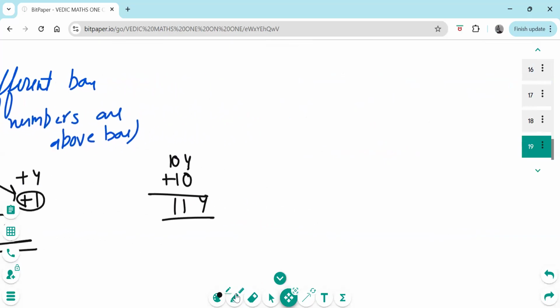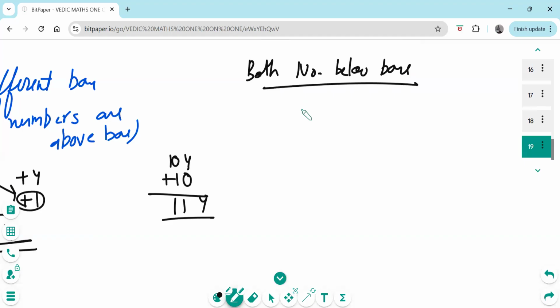That same thing which we followed. Both numbers below base, right? So let's say if I give you 97 times 9, very easy, right? So 97, 9. The base here is 100, the base here is 10. अभी 97 में 3 की कमी है और यहाँ पे 1 की कमी है, right?